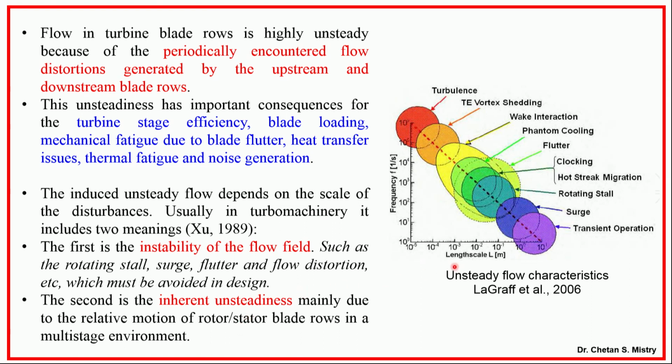Here, if you look at Lagraft, he has defined it in terms of length scale as well as frequency, and all of this is nothing but unsteadiness. That is what is creating unsteadiness in my flow. What are they? You will have transient operation, okay. You will have surge, rotating stall, clocking and hot streak migration. We will see what exactly this is.